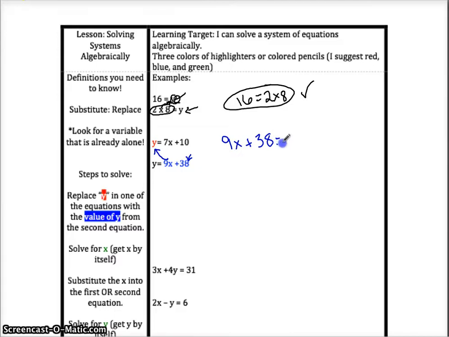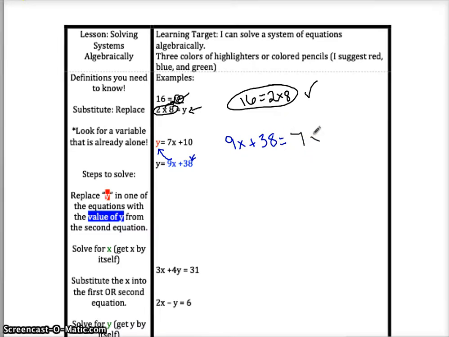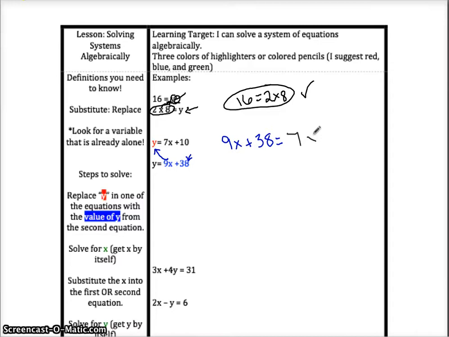equals, and then what I had in black, just the original y equals 7x plus 10. Sorry, my cat decided to be weird. Unplug my computer. Okay, 7x plus 10.